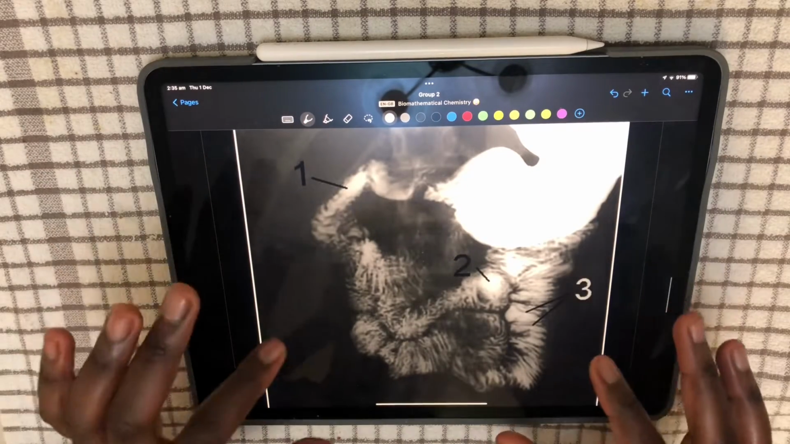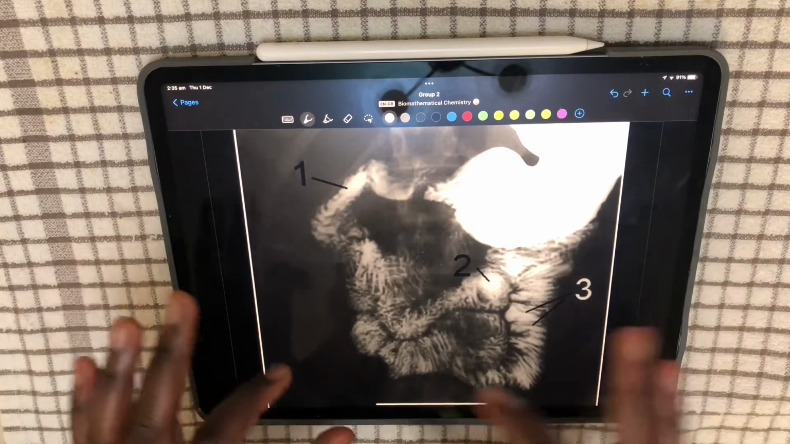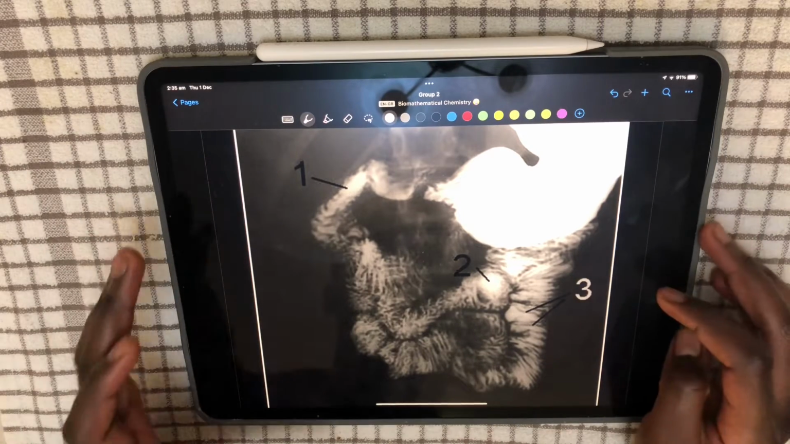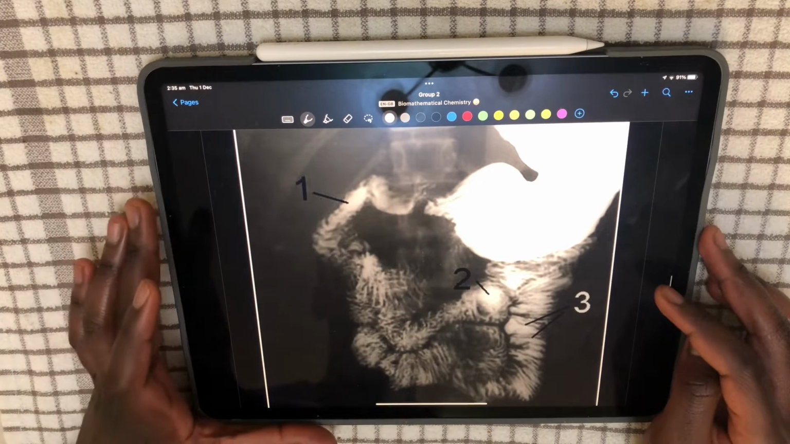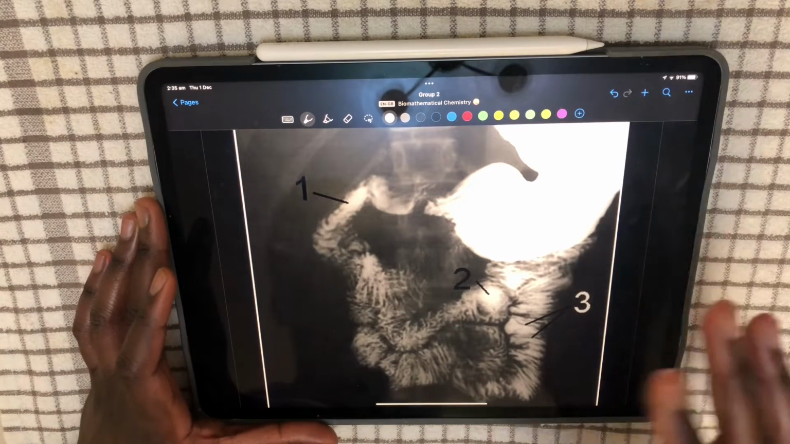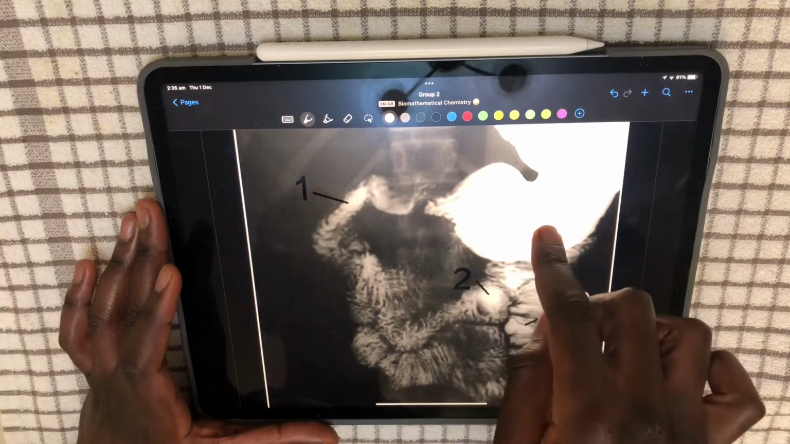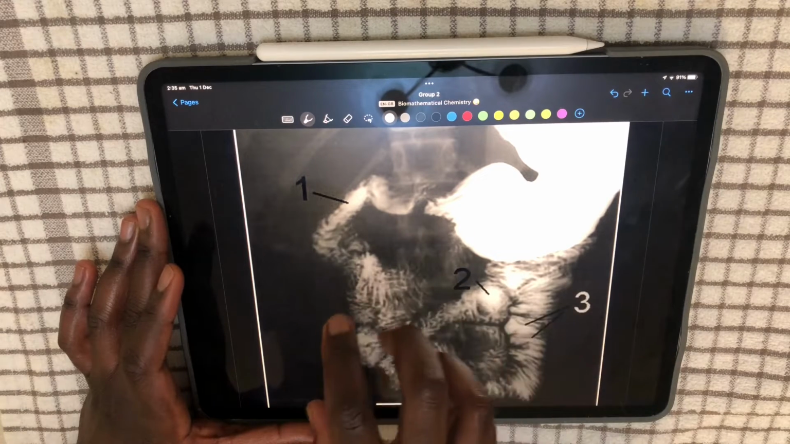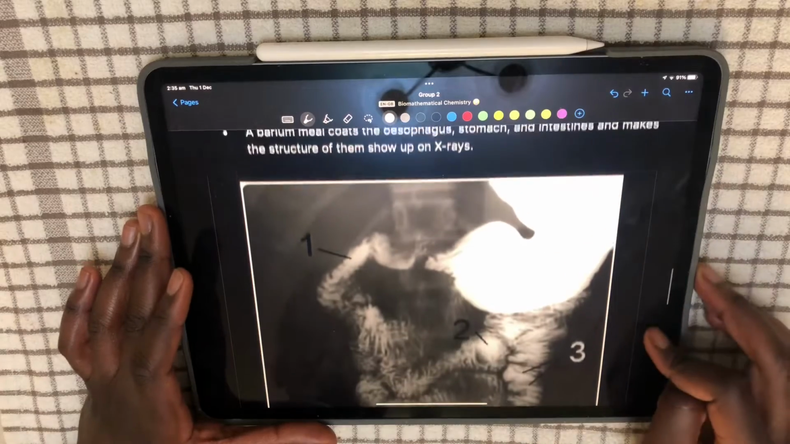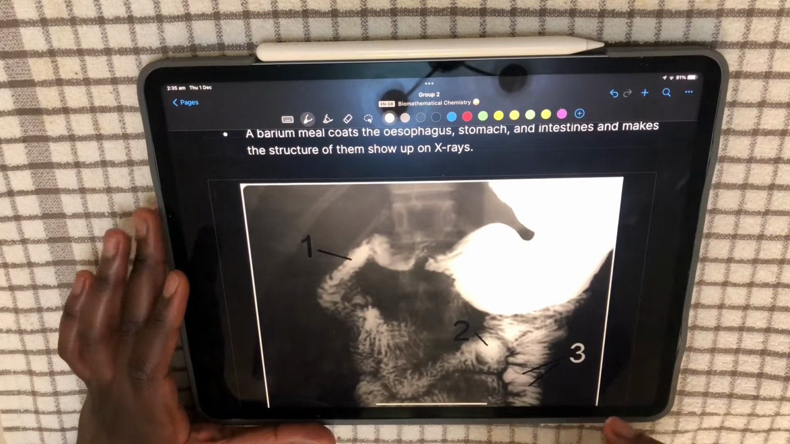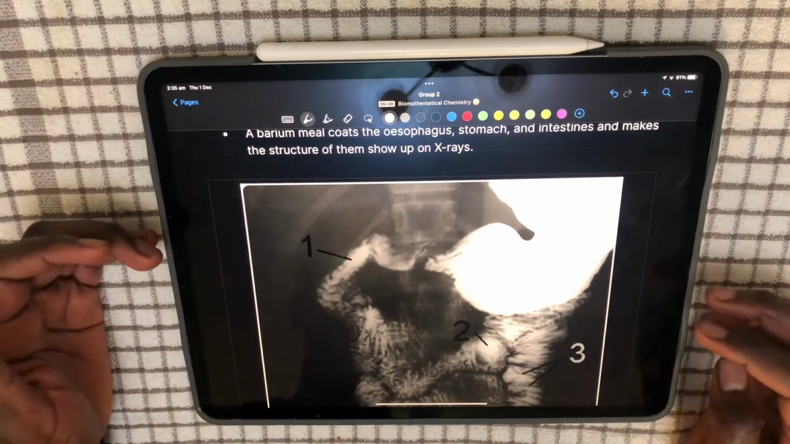Obviously there are the kidneys behind here, and the liver. They don't get easily seen because they're not part of the digestive system, so the barium doesn't pass through them, and you can't really see them. But we can still see the stomach here. We can see the intestines, and this is what they'll use it for, right? And this is what they'll see.